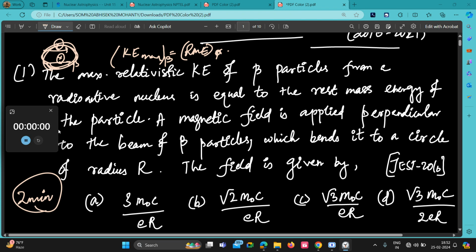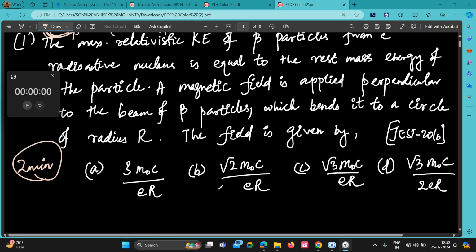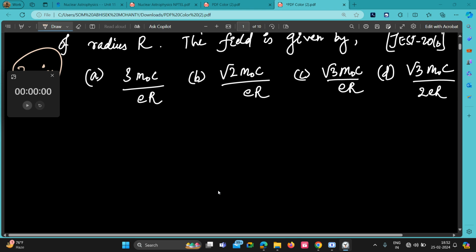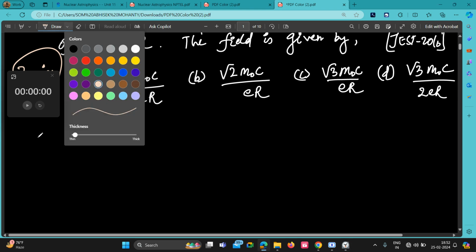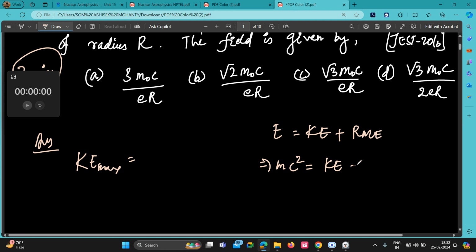Okay, so time is over. I hope you could solve it. See, maximum relativistic kinetic energy of beta particles from a radioactive nucleus is equal to rest mass energy. So kinetic energy max is equal to what? We know total energy is equal to kinetic energy plus rest mass energy. E is equal to mc square. Mc square is equal to kinetic energy plus rest mass energy, m naught c square, because m naught is the rest mass of a particle.